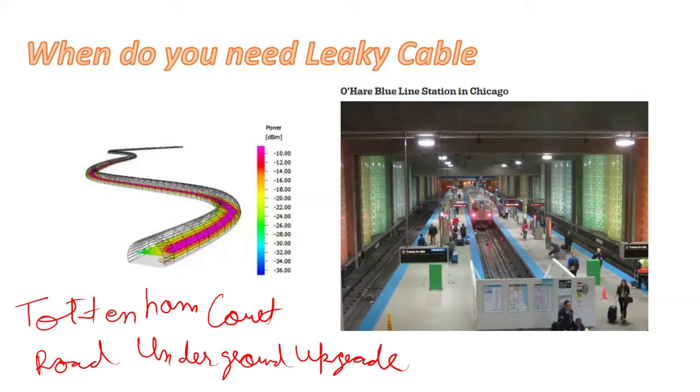The challenge here was that the staff needed to be able to communicate from underground to above ground, and the signal should penetrate thick layers of concrete. The solution was to install a leaky feeder antenna system. Installing a leaky feeder allowed the staff working underground to communicate with the workers above ground level, which is very vital for the smooth running of the underground tunnel. And a few years back, I worked on the O'Hare Blue Line station in Chicago as well. Here also, we used leaky cables.